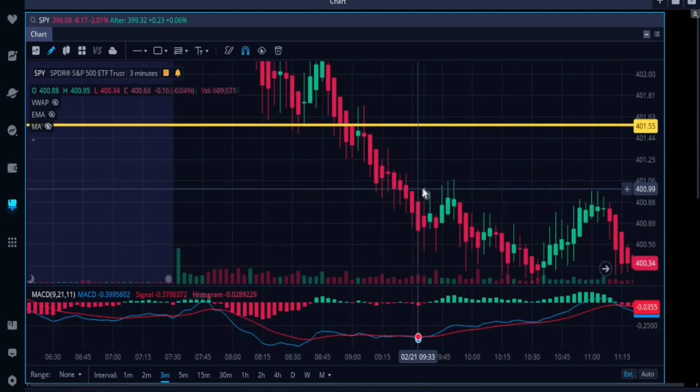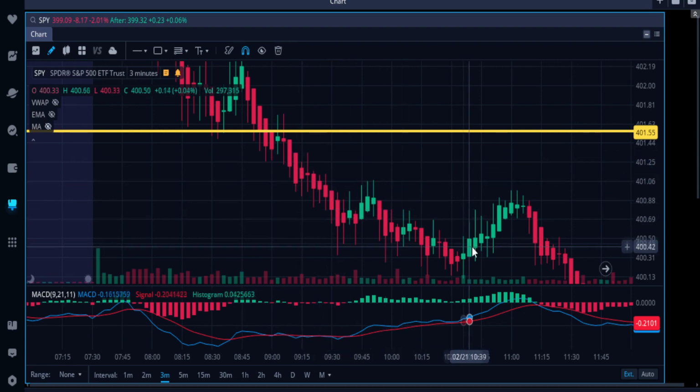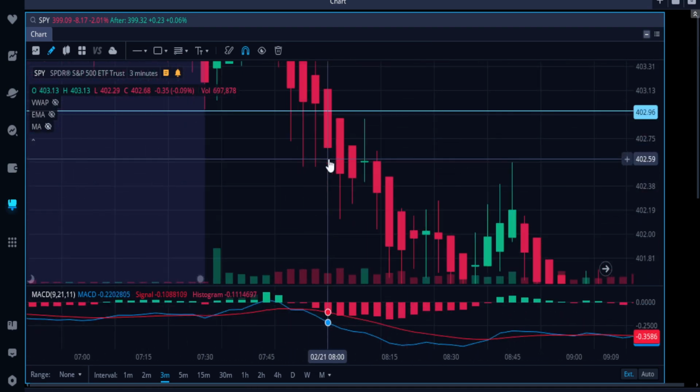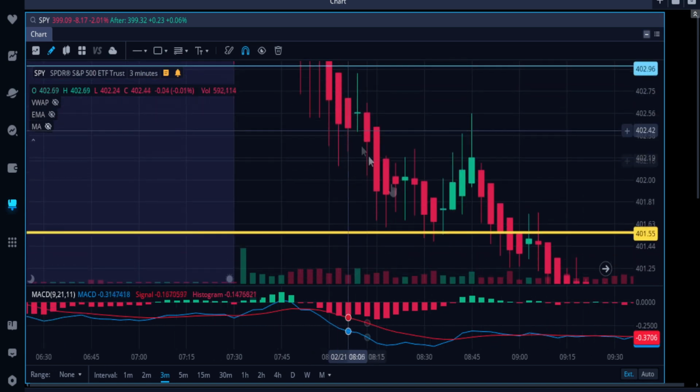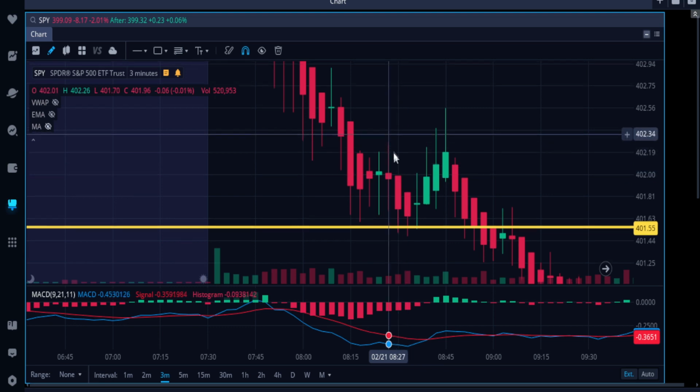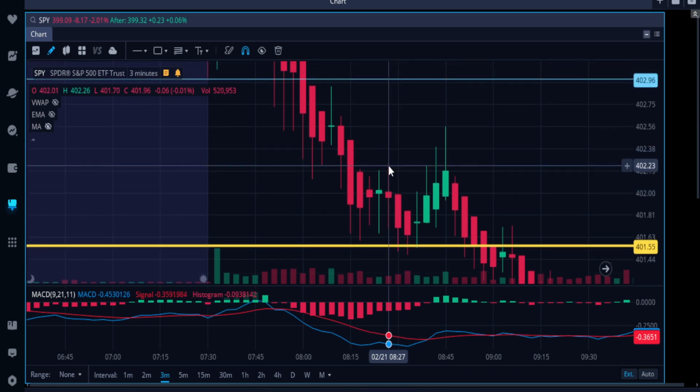And pretty much it just went down the rest of the day. Would have been nice to catch that, but the setup was there and I took it. I took my entry, took my exit. You can't catch the entire move every single time. So I took my piece of the trade and called it a day.